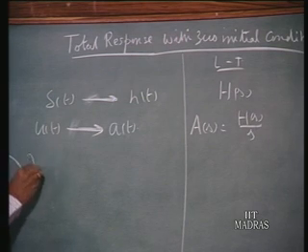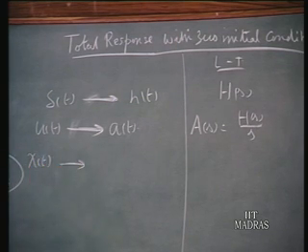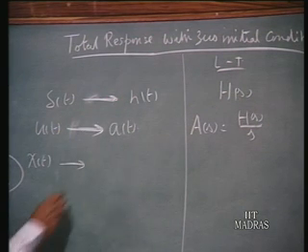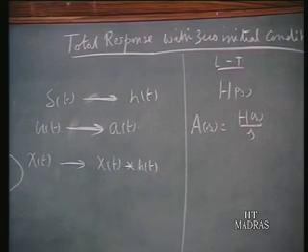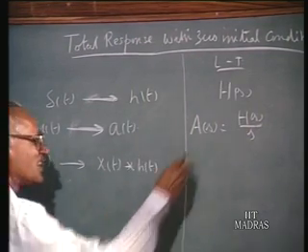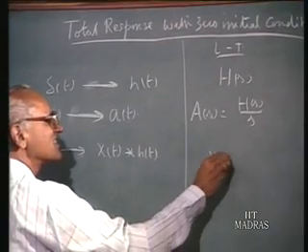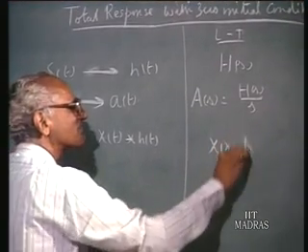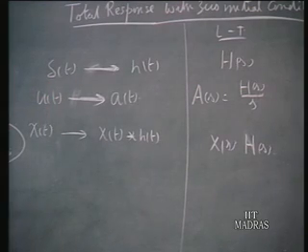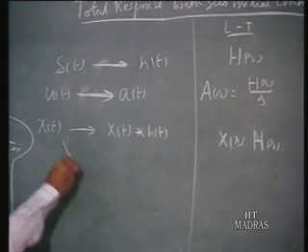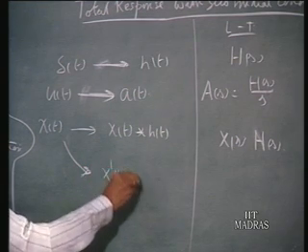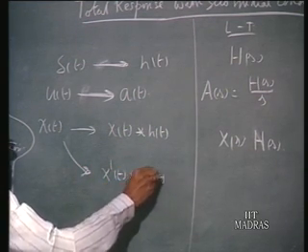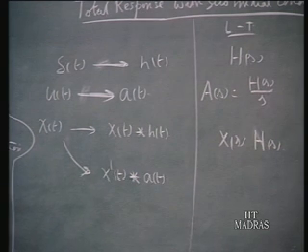So we have a general x of t. Then in terms of the impulse response we say it is x of t convolved with h of t, which in the Laplace transform domain is X of s times H of s. We can also have alternately x dash of t convolved with a of t, that is the step response.